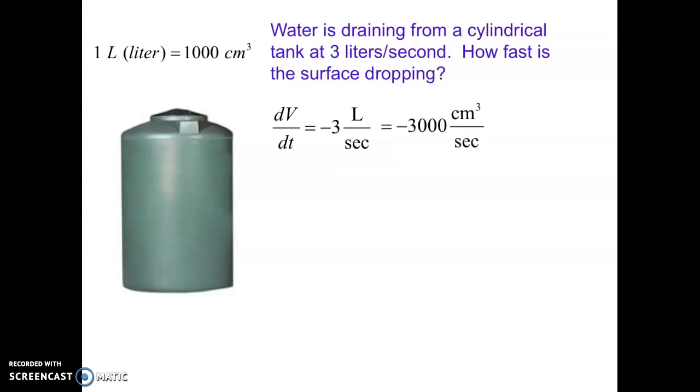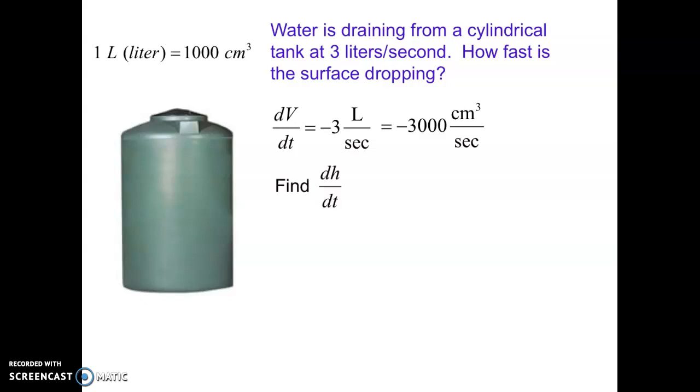All right, what else do I know? I know that because every 1 liter equals 1,000 centimeters cubed, I could replace this using dimensional analysis with negative 3,000 centimeters cubed per second. Now we could leave it in liters also. Both are appropriate. All right, so what else do I know?